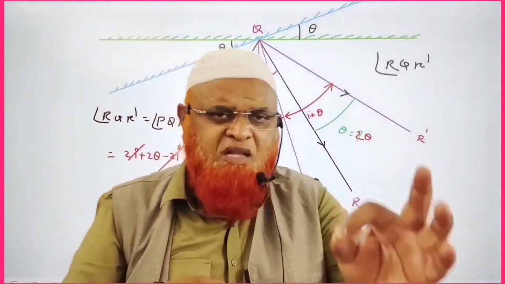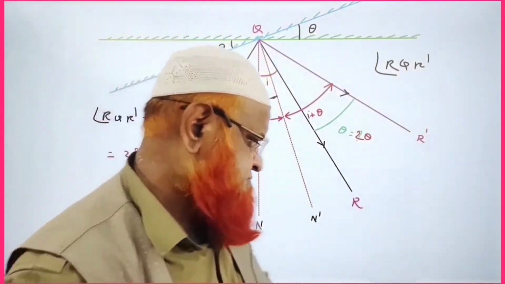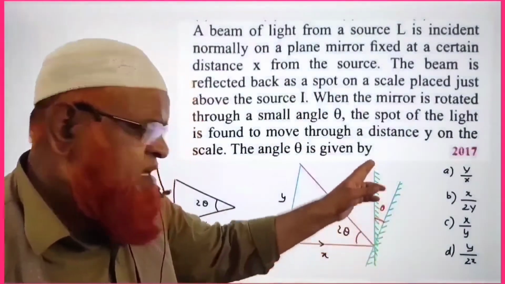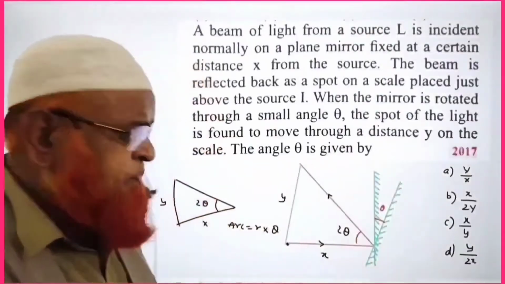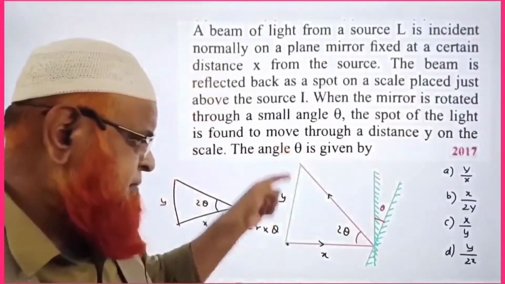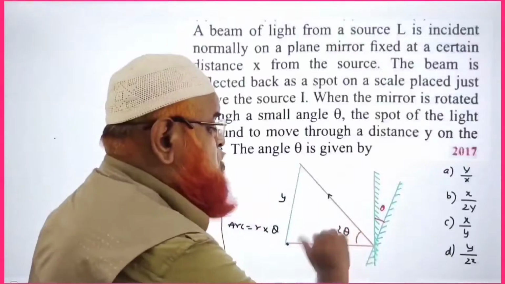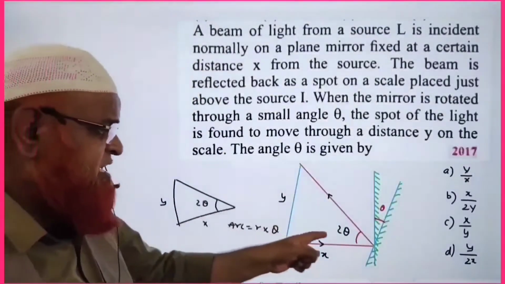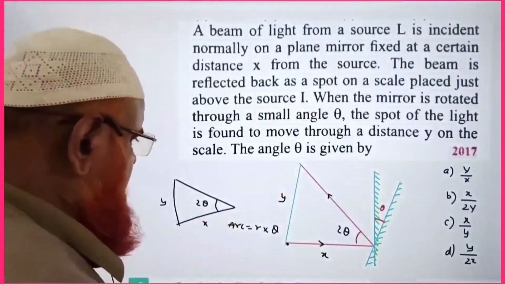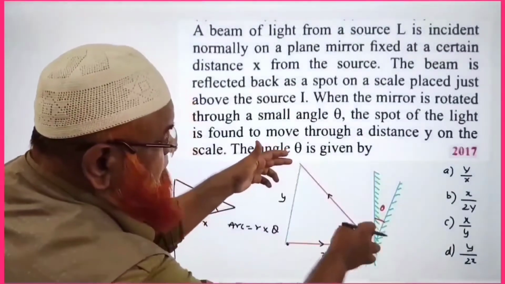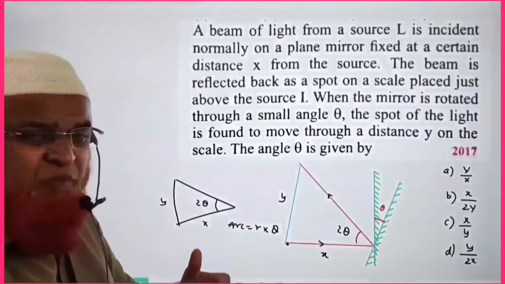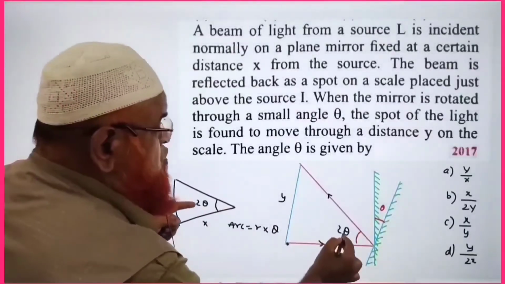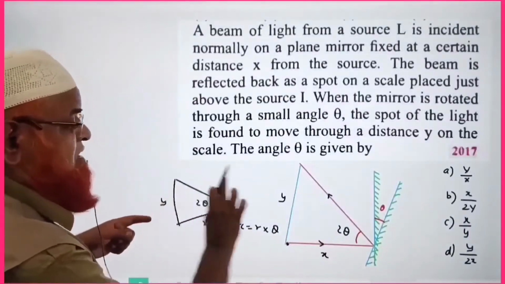Okay. Based on this concept, there is a previous year question. Let us see here. When the mirror is rotated through an angle theta, the light ray which is falling on the mirror gets reflected through an angle 2 theta. Then he is asking us to find what this angle theta is given by. So let us take this diagram as a sector. Let us imagine it to be a small part of a circle sector. Then this 2 theta is written like this, and this is x and y.